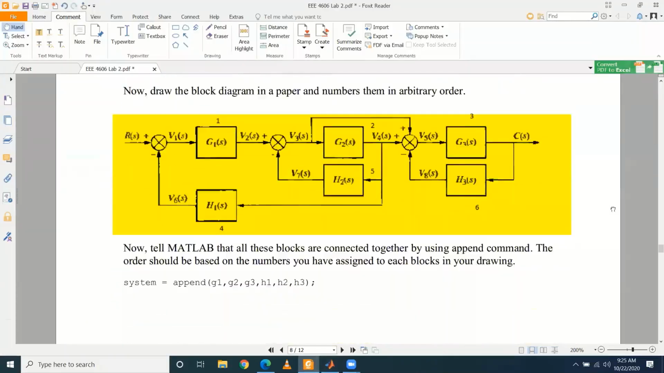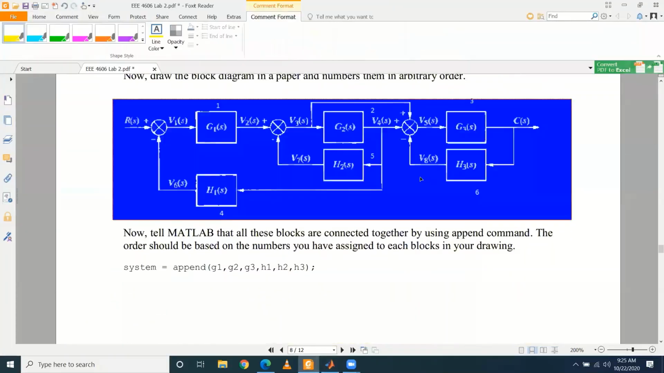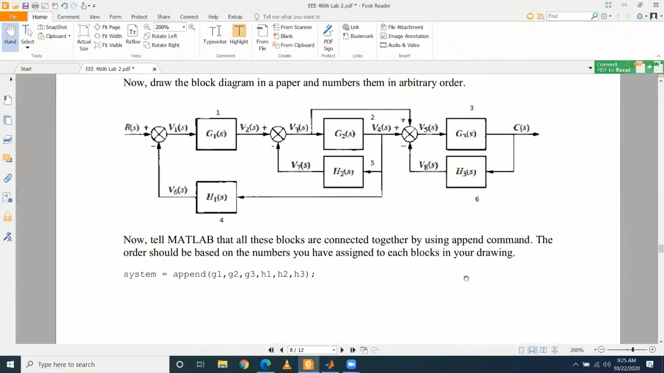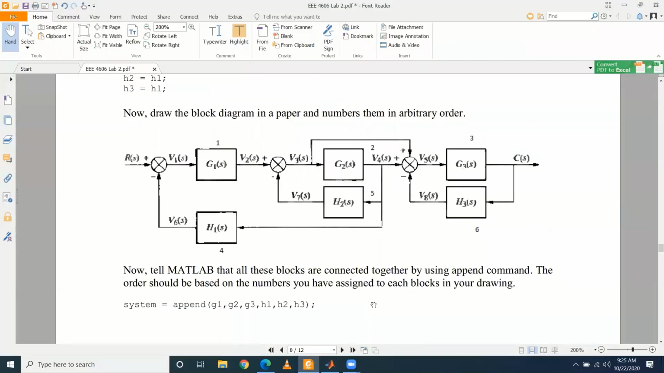Okay, so the next step, you have to indicate to MATLAB that these 6 blocks are in a system together. For that, you have to use a command called append. Append, then write all the 6 blocks, G1, G2, G3, H1, H2, H3. The thing is, you have to use a particular order. So you have to give these blocks a particular order.